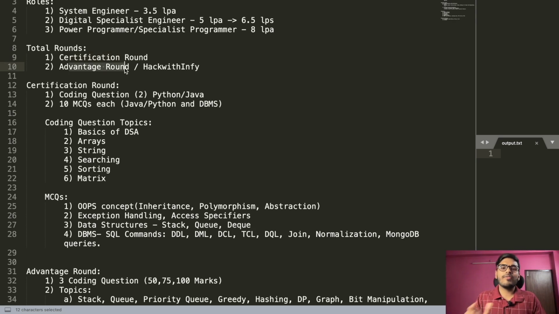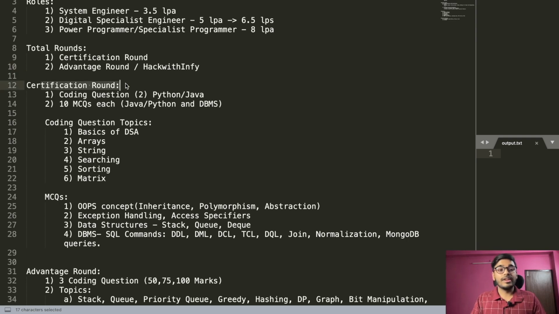We can think of the advantage round as equivalent to Hack with Infy as well. For example, if you have cleared the certification round and you are eligible for the advantage round, then you are not eligible for Hack with Infy. You can give either Hack with Infy or the advantage round, right? Basically both are the same. In both, the number of questions will be the same. So we are going to discuss everything, right?